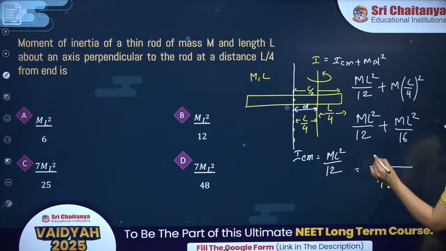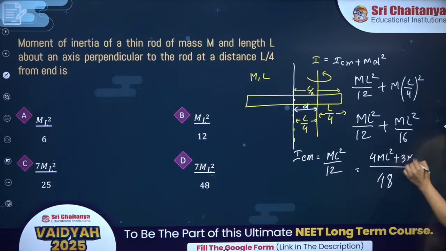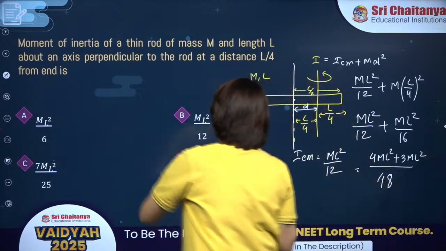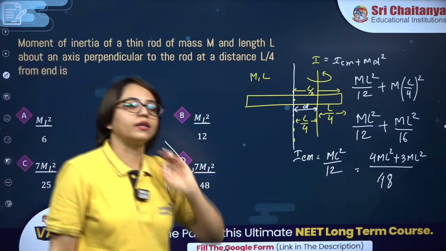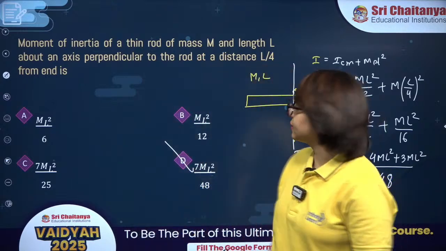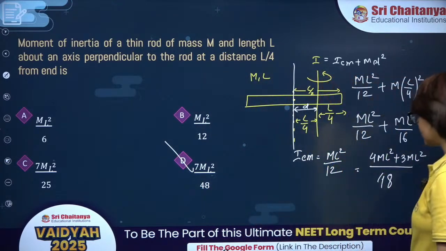Taking the LCM, 48, this is 4 ml square plus 3 ml square. So it will be 7 ml square divided by 48. So correct answer is option D. Well done guys, well done. Option D is the correct answer. Let's move on to the next one.